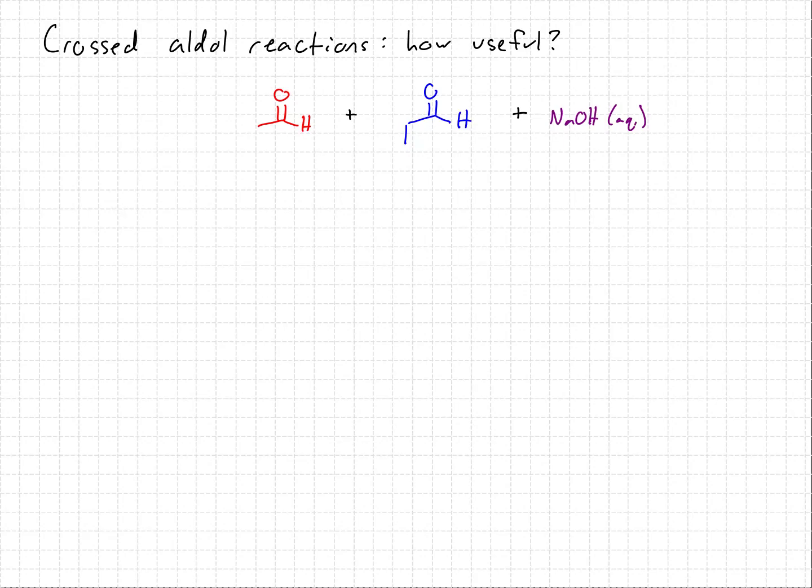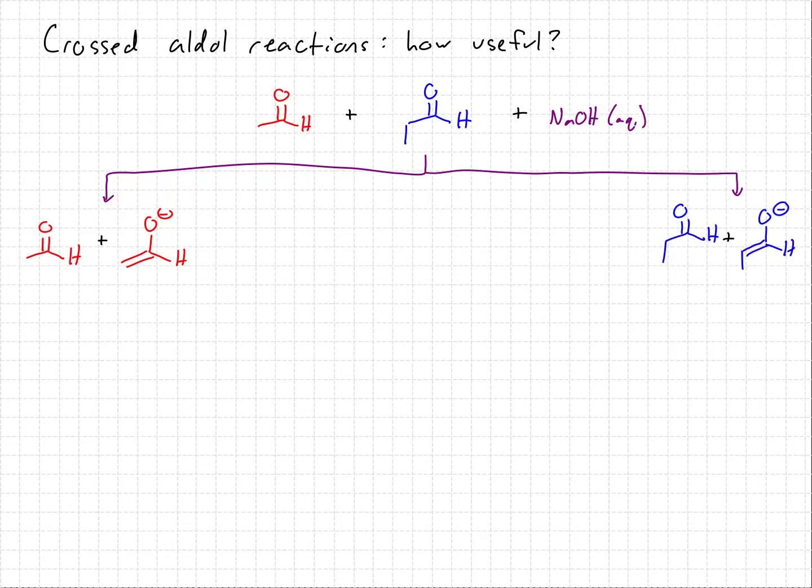The crossed aldol reaction that I'm showing you between acetaldehyde and propionaldehyde is not going to be useful in the long run. The reason why is that the way we've set this reaction up can form two different enolates which can react with two different electrophiles. For example, we can have acetaldehyde converted into an enolate reacting with acetaldehyde as an electrophile, or propionaldehyde converted to an enolate reacting with propionaldehyde as an electrophile.